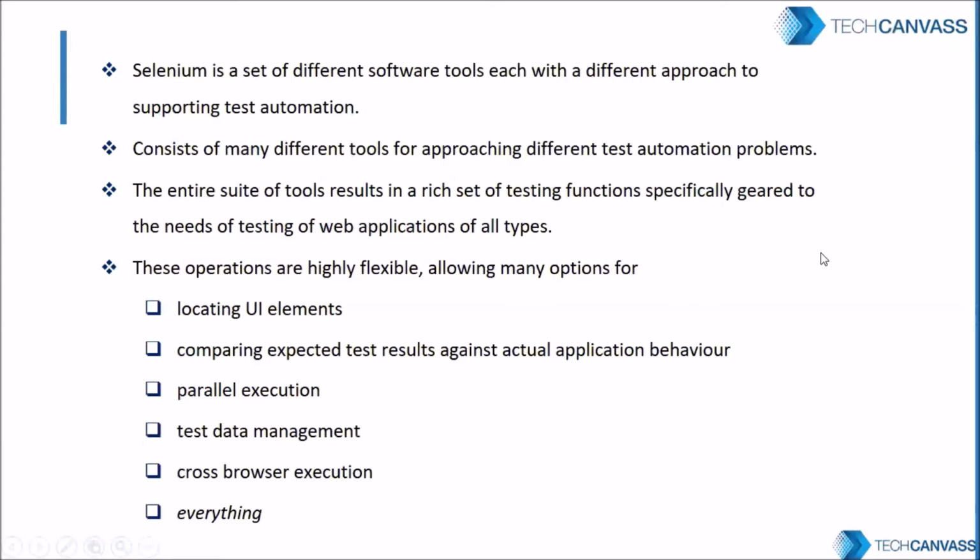So Selenium is a set of different software tools, each with a different approach to support test automation. Selenium is a collection of a lot of tools which support test automation of websites and web apps. That is a simple definition of Selenium. It consists of many tools for approaching different test automation problems.